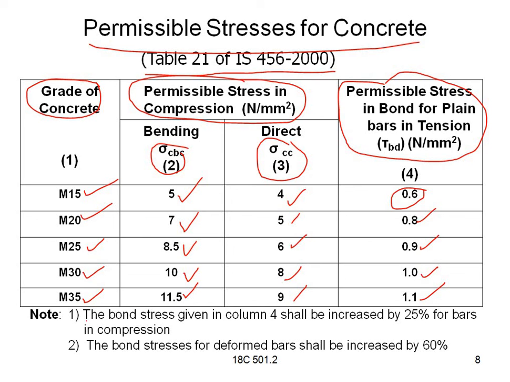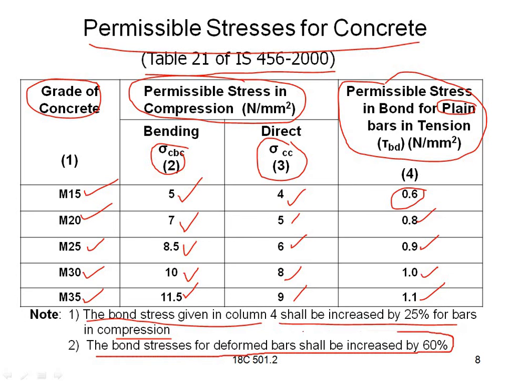The note here: the bond stress given in column 4 shall be increased by 25% for bars in compression. So when the bars are in compression, we have to increase it by 25%, because it is given for plain bars. And the bond stresses for deformed bars shall be increased by 60%. So for deformed steel bars, we have to increase it by 60%.